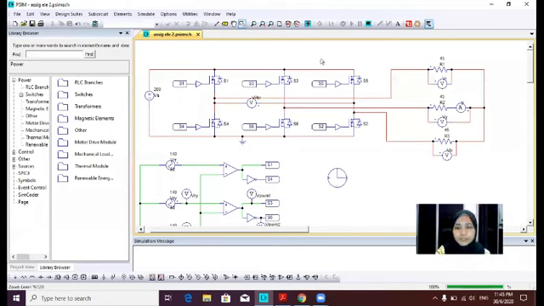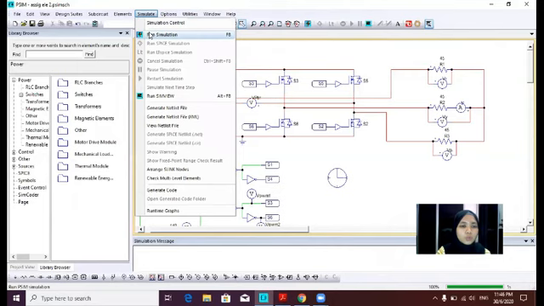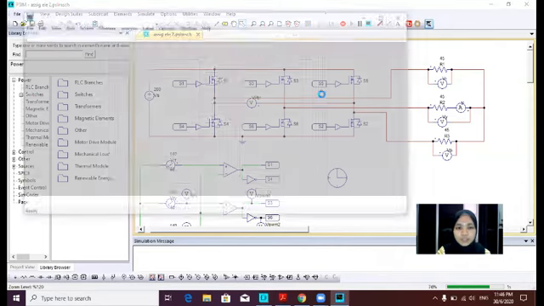Assalamualaikum, my name is Nurul Jannah. Now I'm going to present the next questions, which are question E and F. Question E asks us to find the waveform for the yellow line current. For this question, I put the ammeter next to resistor 2, which is for the yellow phase. Now I'm going to simulate to get the yellow line current.